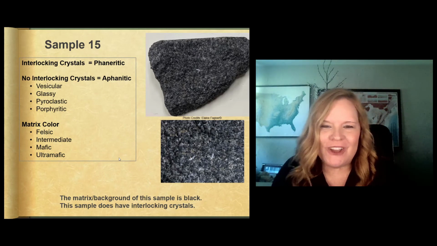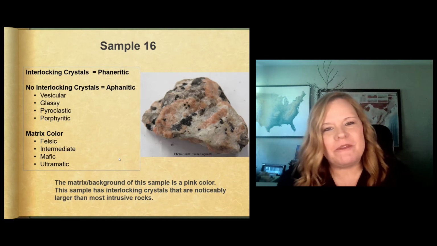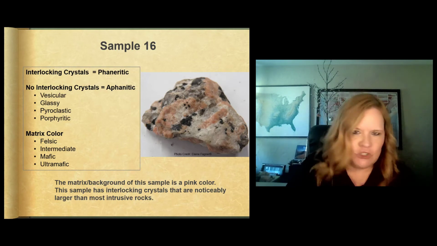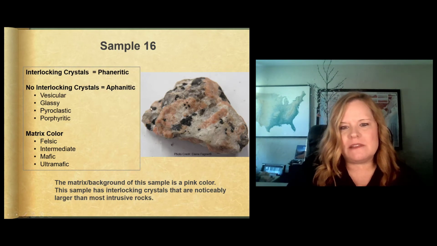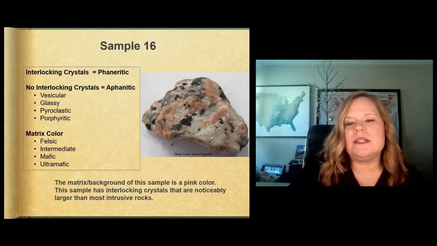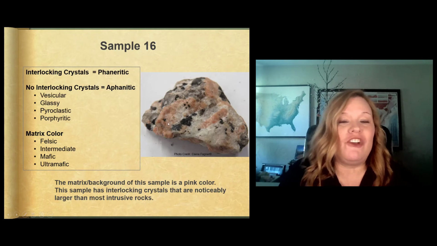All right, moving on to sample 16. Well, you're like, oh, I know what that is. Good. First thing, does it have interlocking crystals? You bet, okay? You can see some potassium feldspar, some biotite, and then you see some quartz in here and some mica. All right, so these are fairly large crystals.